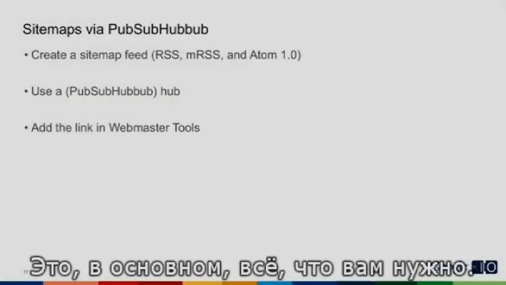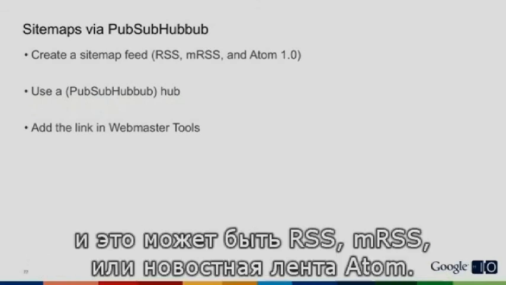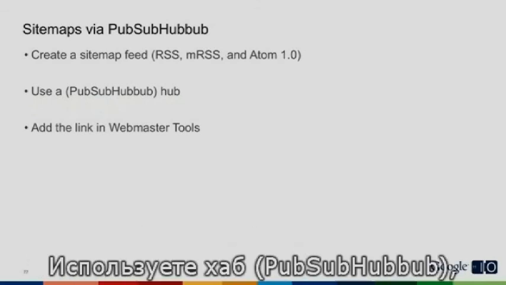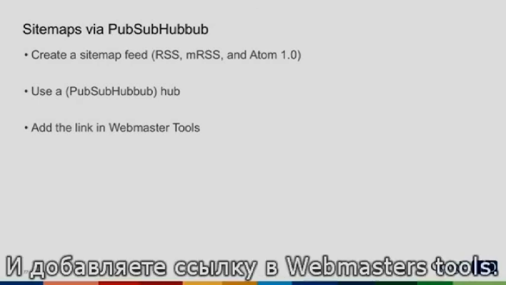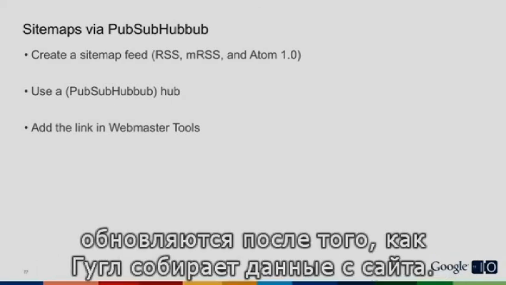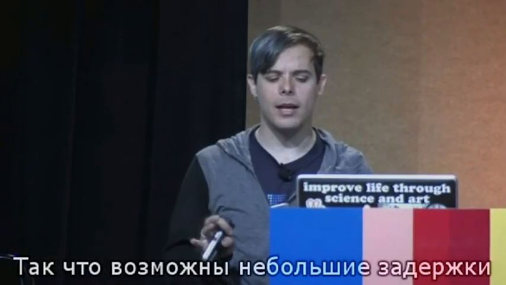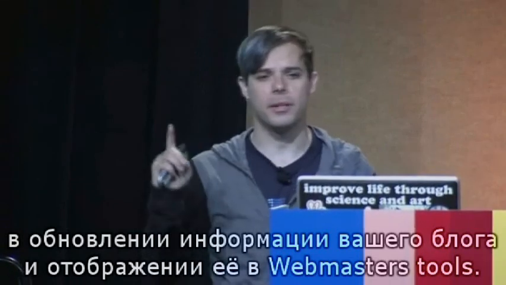So that's pretty much all you need. You create a sitemap feed, and that can be in RSS, MRSS, or Atom. Use a hub, a PubSub hub, and indicate that in the feed. And then add the link in Webmaster Tools. Data in Webmaster Tools, by the way, is updated after Google crawls the site. So there may be some delay in actually updating your blog and seeing that in Webmaster Tools. Don't expect it just to pop up.